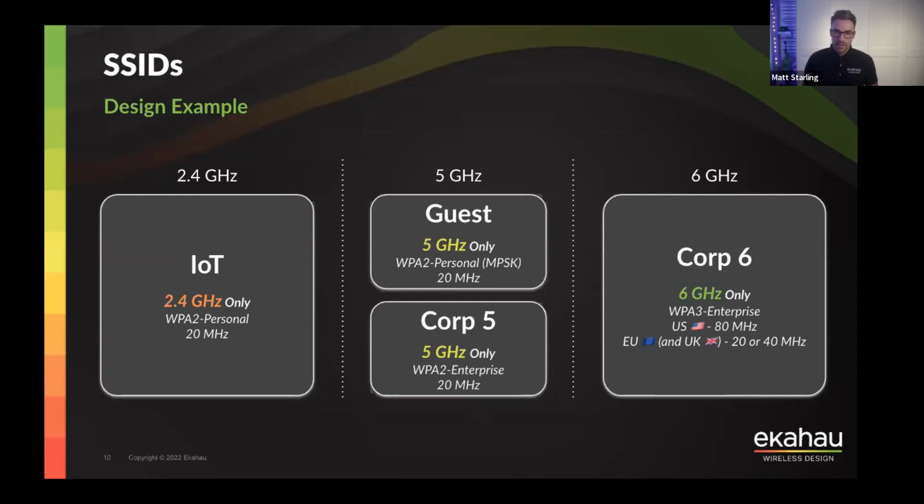So how about 5 gigahertz then? Well, let's start off with guest. How are we going to have access to our Wi-Fi network for guests when they come into our environment? We would set up the guest SSID to be 5 gigahertz only. And what we would use here, again, would be WPA2 personal, so pre-shared key.